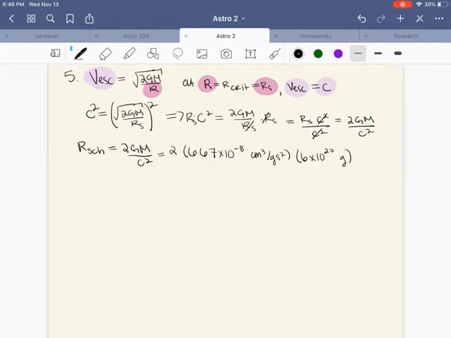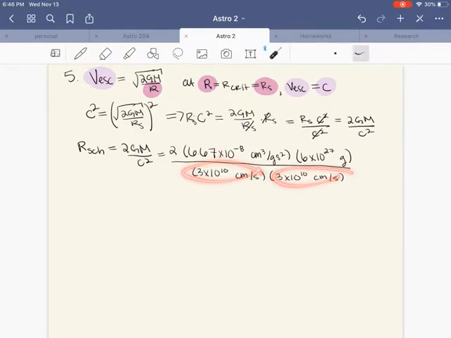And if we ask you to do a problem like this on the quiz, then we would give you the value of G, the mass of the Earth, and the value of c. So that's 3 × 10¹⁰ centimeters per second, right? So I'm just doing this and this. c times c is going to be equal to c².